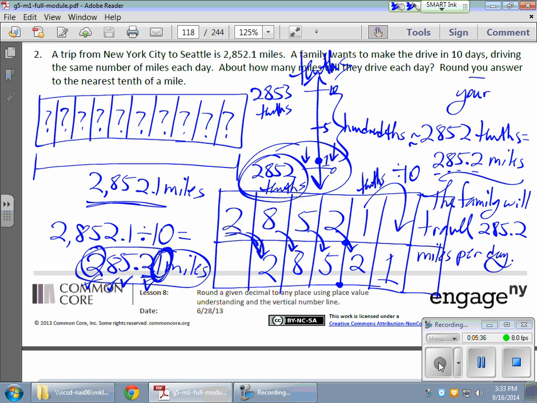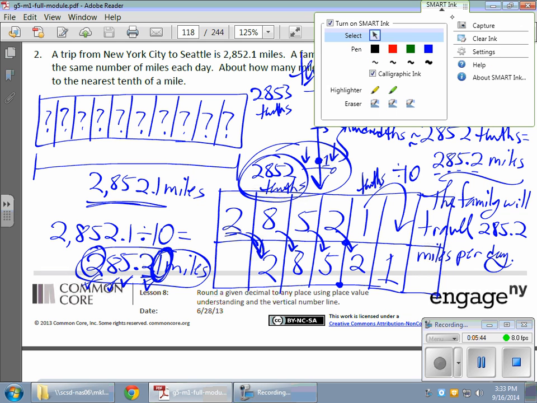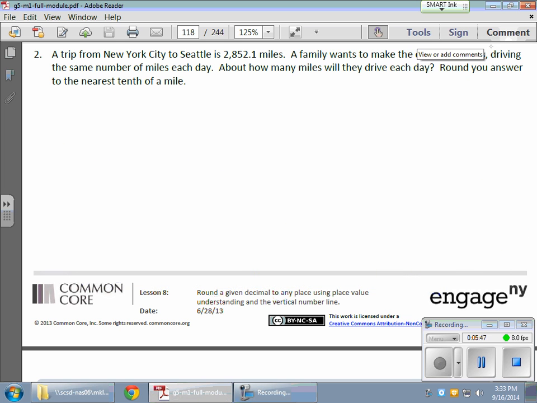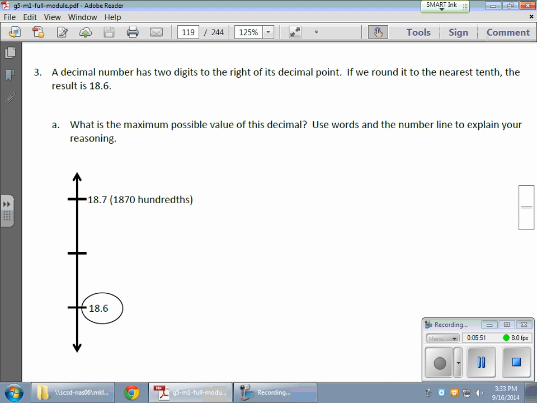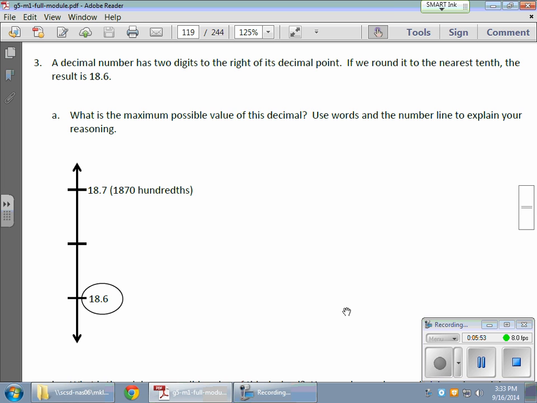So there's that problem. Lots of parts. Notice I showed just about as much as I possibly could, and that's really what I want to do here for these problems. Explain everything. Now, let me clear the board here. I just want to do what I was talking about with the maximum value of numbers for rounding.